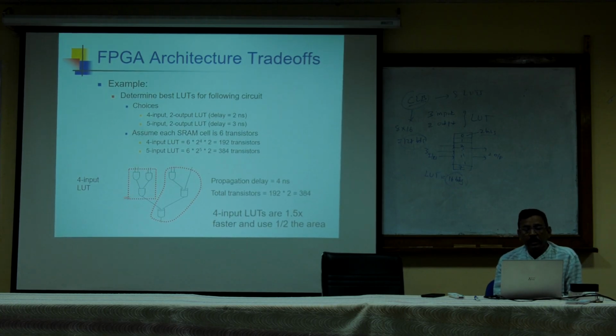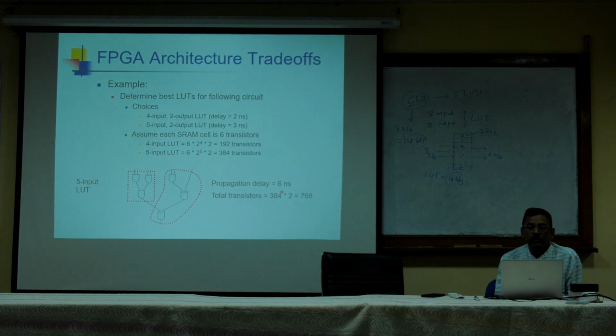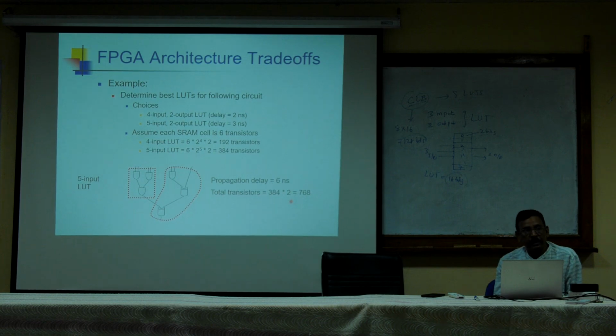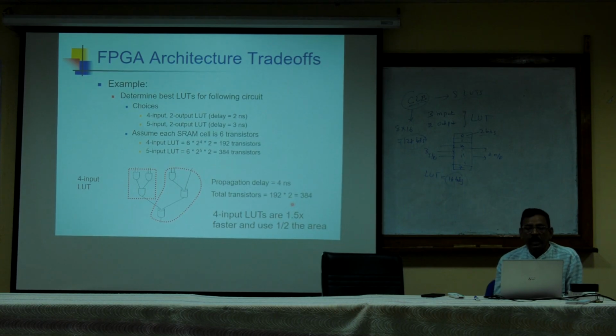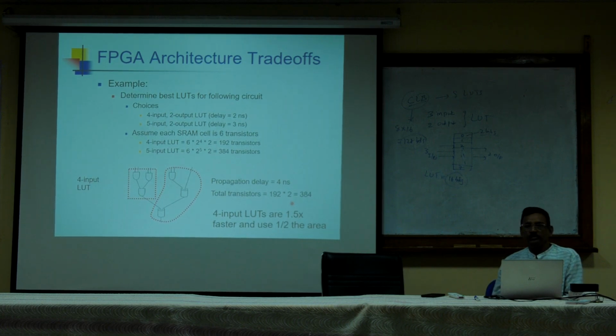Next one, if it is a 4 input LUT, it needs only 384 transistors, 192 times 2, and the propagation delay is 4 nanoseconds. Now a 5 input LUT has 6 nanoseconds delay and 768 transistors. Area is more, delay is more. If you go for 4 input LUT, area is less, delay is less. So which one is better? 4 input LUT is better.